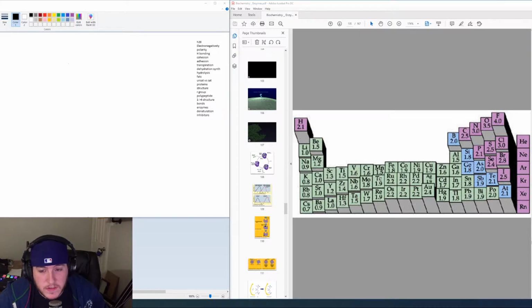And this is kind of going to be the setup. So I've got the notes over here to the right. I've got a makeshift whiteboard in Microsoft Paint here to the left. And we'll see how this goes.